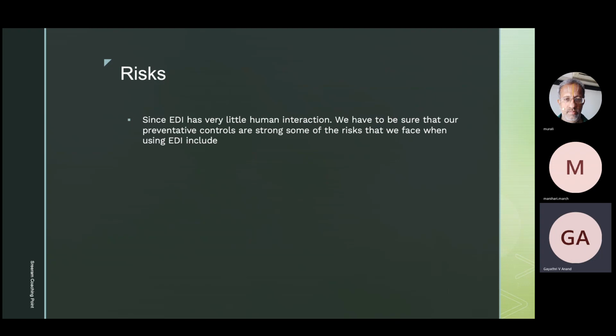Since EDA has very little human interaction, we have to be sure that our preventative controls are strong. Some of the risks that we face when using EDA. So normally we start from the basic level. We try to put preventive control. But in spite of preventive control, something happens, we try to detect it. Again, in spite of detective, there is a problem.